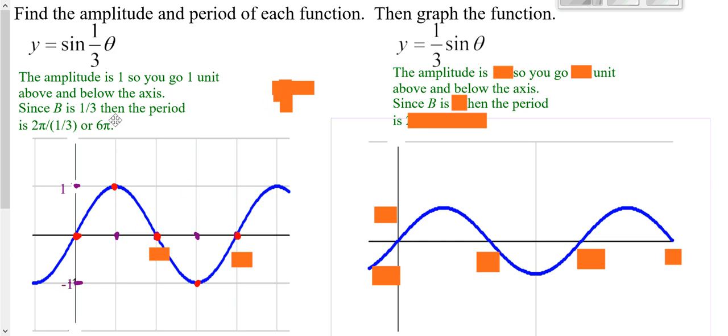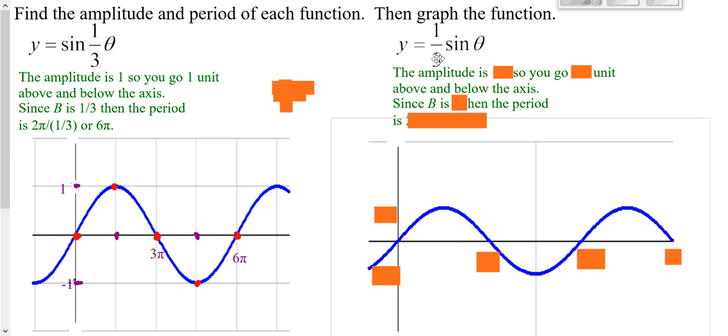My period was 6 pi, so 1 full period goes all the way to this last red mark, so that's got to be my 6 pi. Then this one right here has got to be halfway in between, which is 3 pi. So go ahead and draw your basic curve first, and then put your tick marks on later.